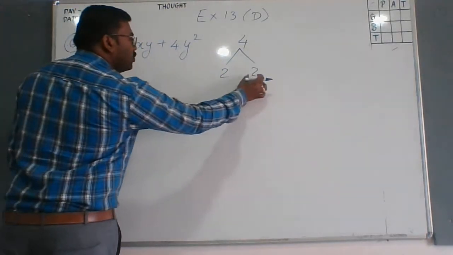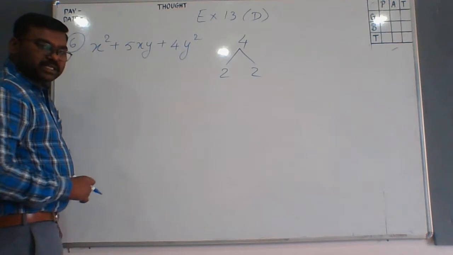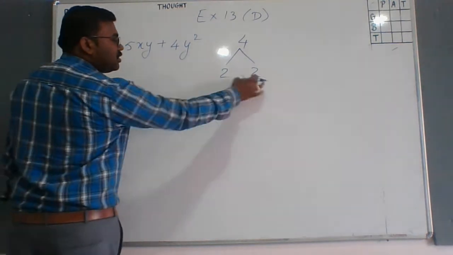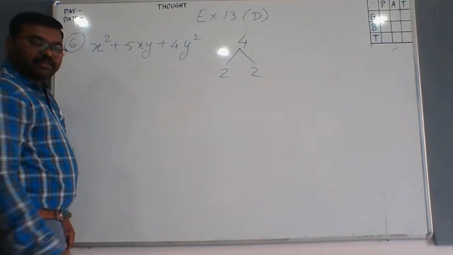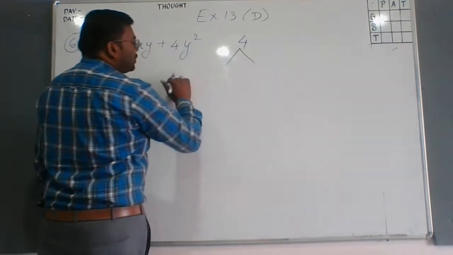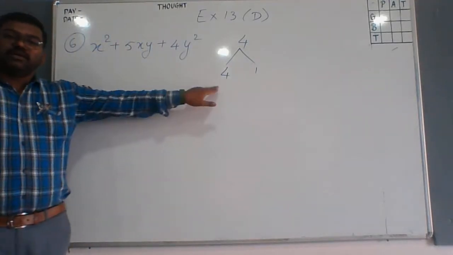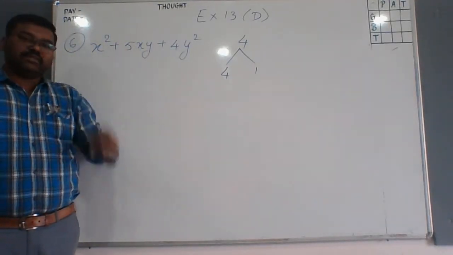But 2 plus 2 means 4. What is our middle term? Plus 5. It means when we take these two factors, we are not getting 5. So think about the other factors of 4, that is 4 and 1. Now we are getting the middle term. 4 plus 1 is 5. Okay.